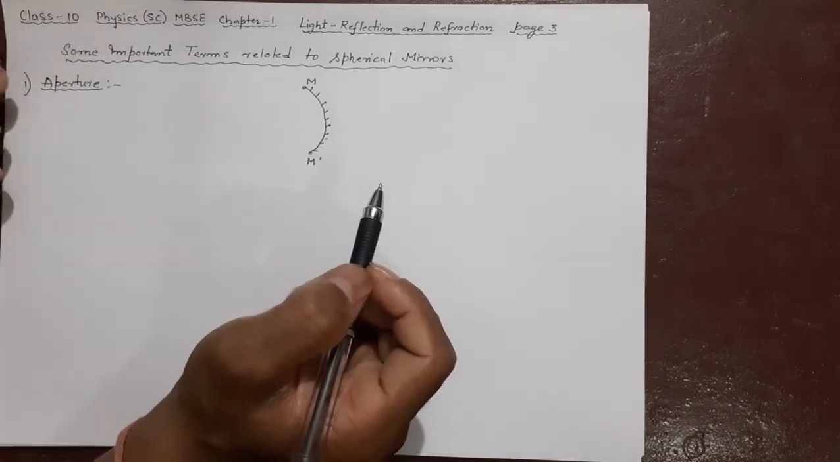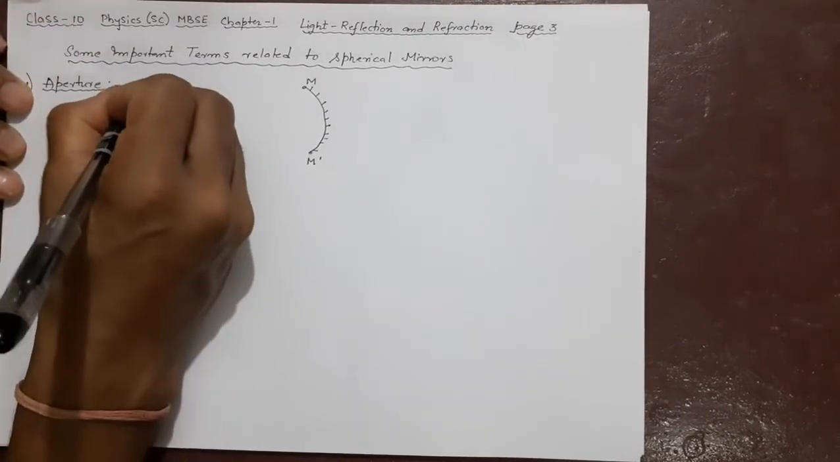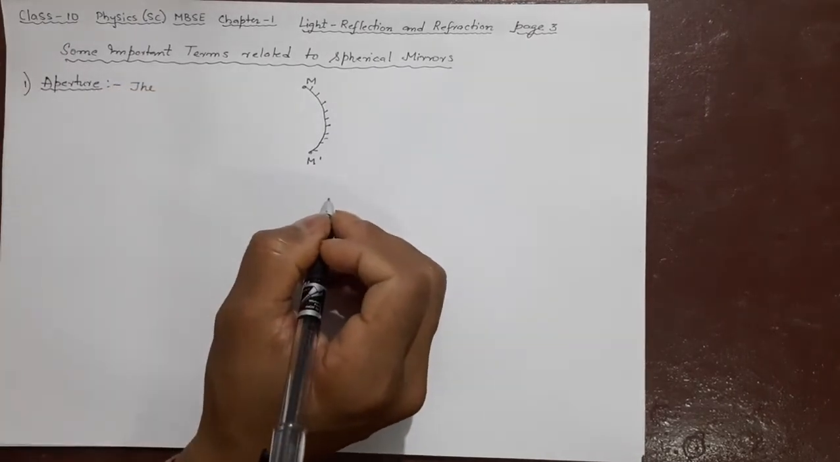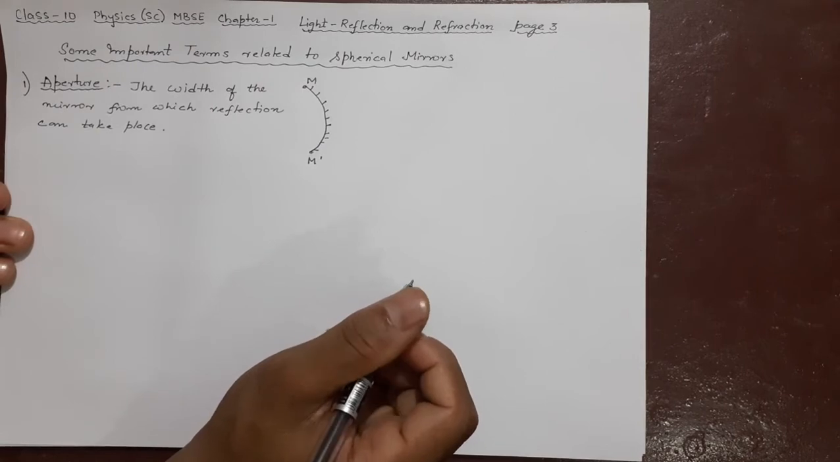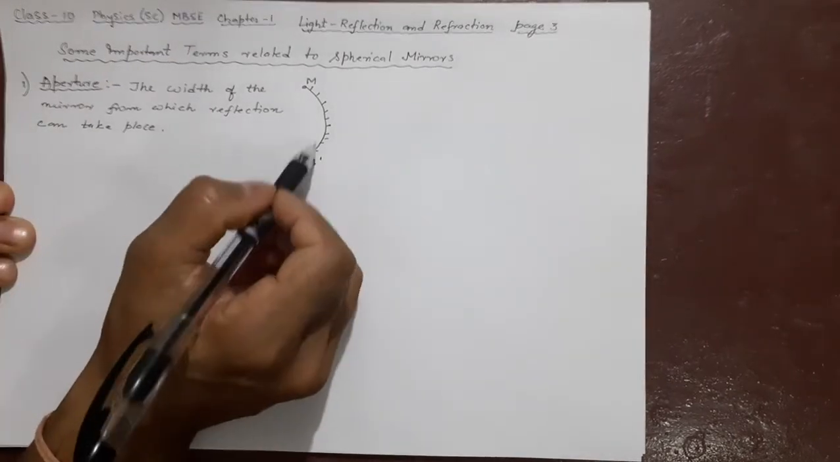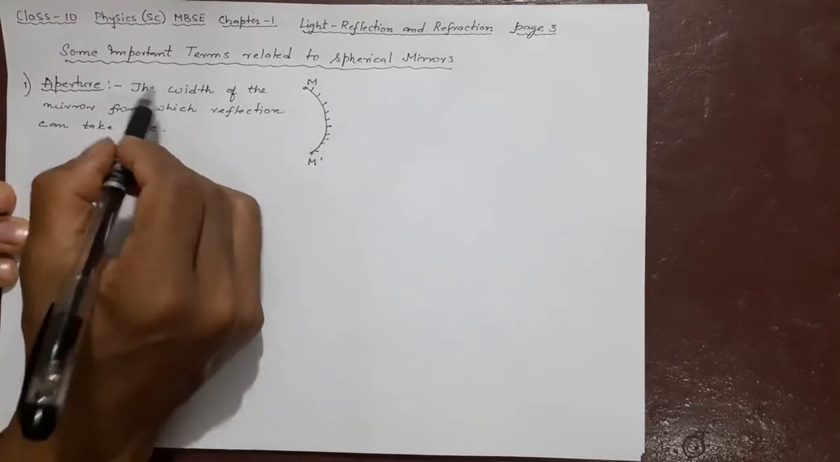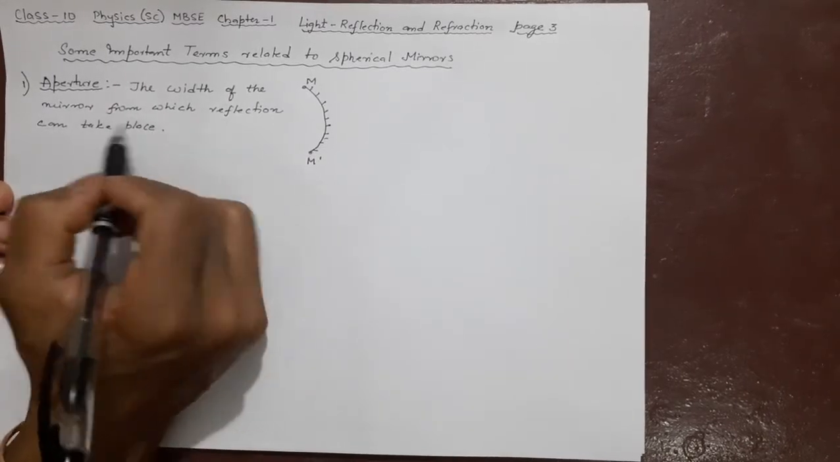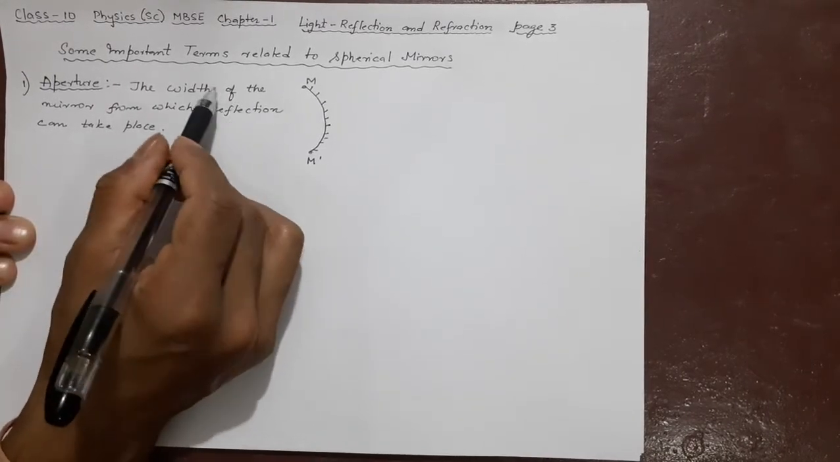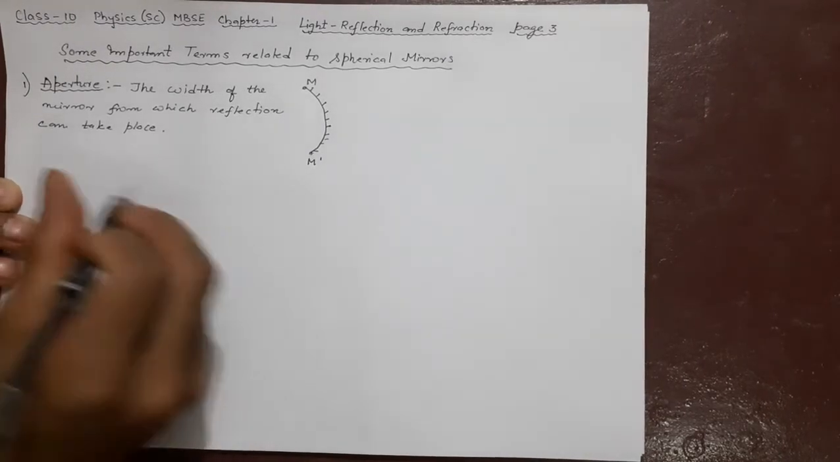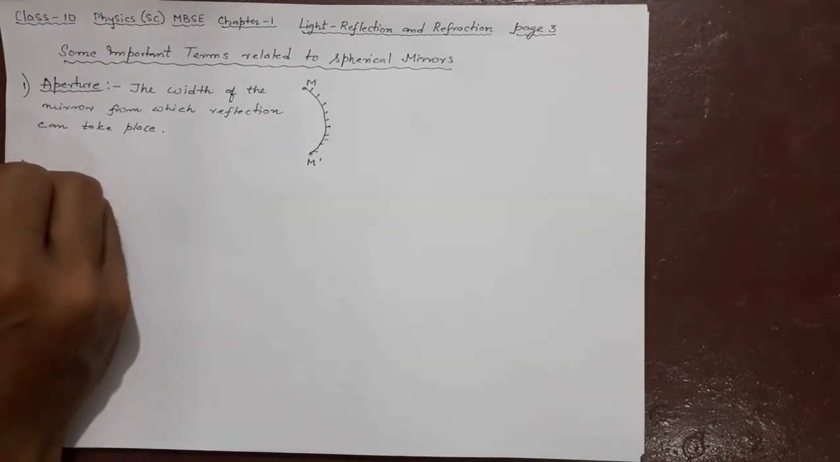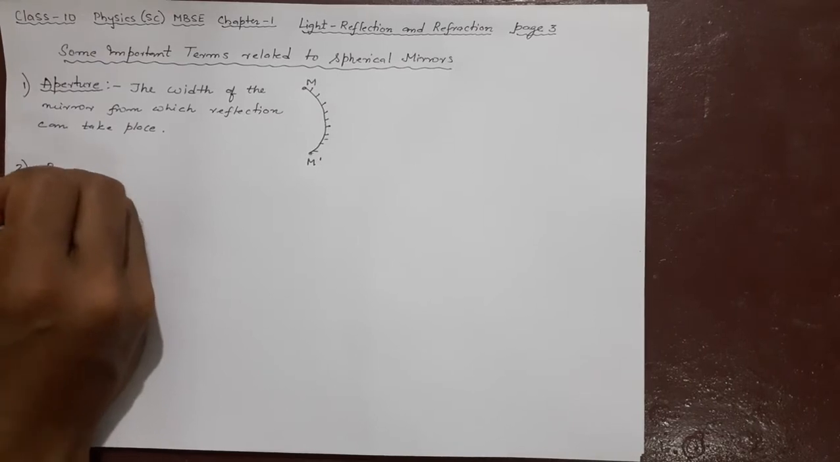So how do we write this? It is given in the textbook also. You see the width of the mirror. Actually it is the width of the mirror from which reflection can take place, where you can hit the light and it comes back. So that is called your aperture. Now clear? Now the second topic will be the pole.